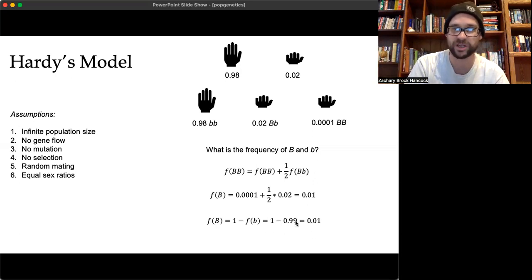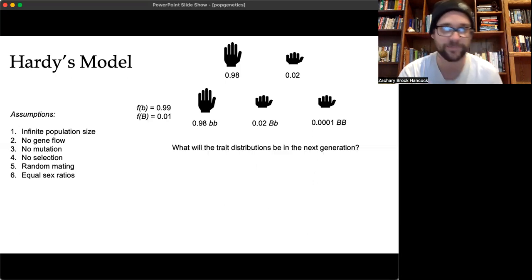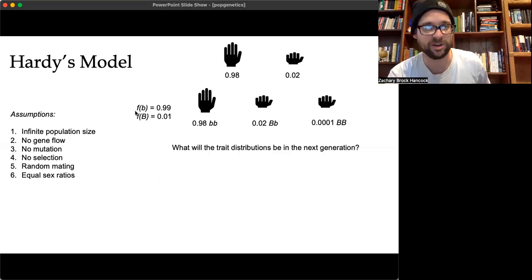So we could have just plugged in the frequency of the little b, which is 0.99, and gotten the correct answer in the end, just to show you that relationship. All right, so I've put that number up here. Now we have our allele frequencies, and then we have our genotype frequencies.